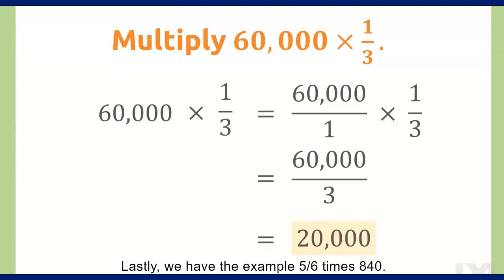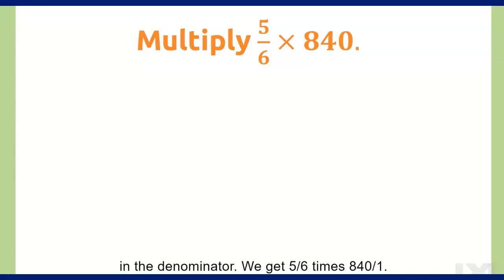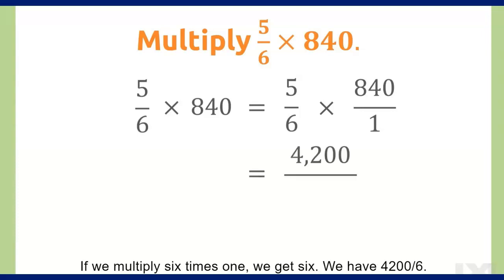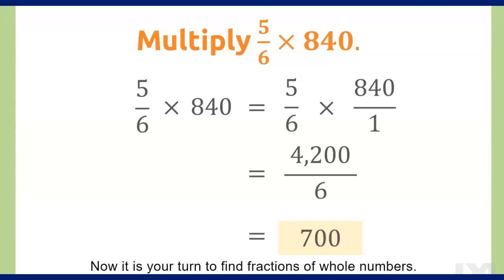Lastly, we have the example 5/6 times 840. Again, we can start by writing the whole number as a fraction with 1 in the denominator. We get 5/6 times 840 over 1. Now we can multiply the numerators and the denominators. If we multiply 5 times 840, we get 4,200. If we multiply 6 times 1, we get 6. We have 4,200 over 6. When we reduce this fraction, we get 700. Now it is your turn to find fractions of whole numbers.